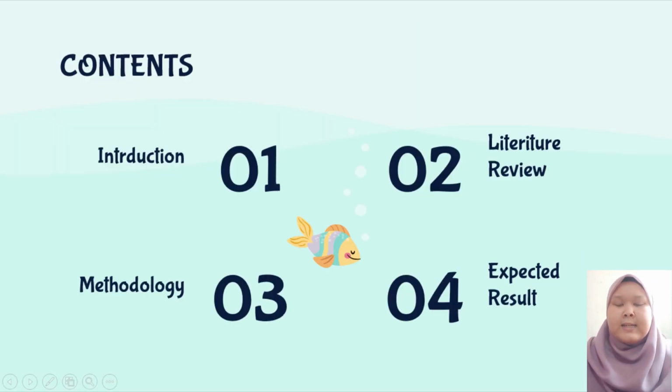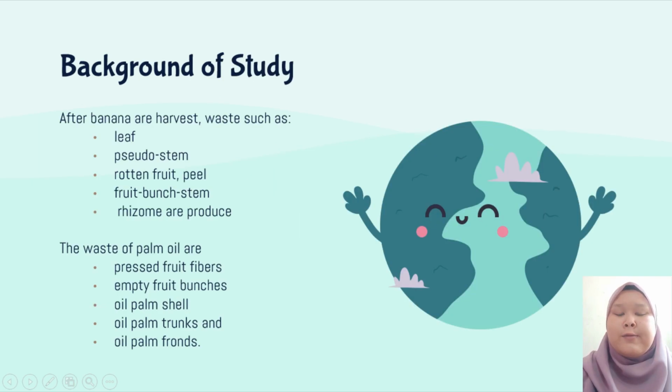In this presentation, there are 4 contents which are introduction, literature review, methodology, and expected result. Agriculture wastes are increasing due to higher food supply as the population increases. As example, banana and palm oil plantation has generated this waste. After the banana are harvested, they will produce waste such as leaf, pseudostem, peels, rotten fruits, and more.